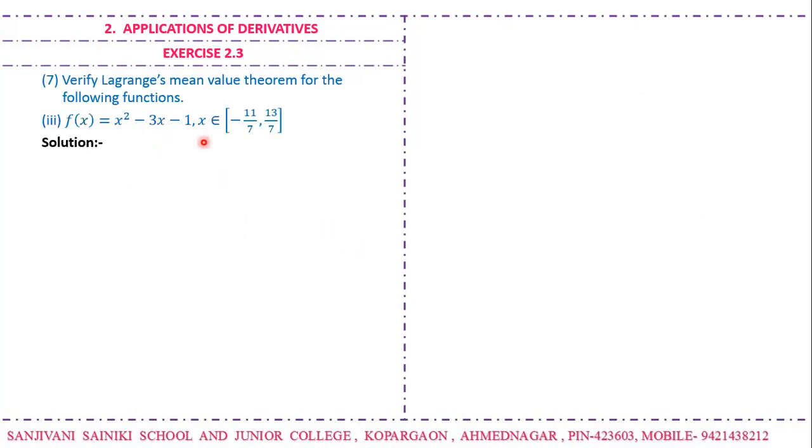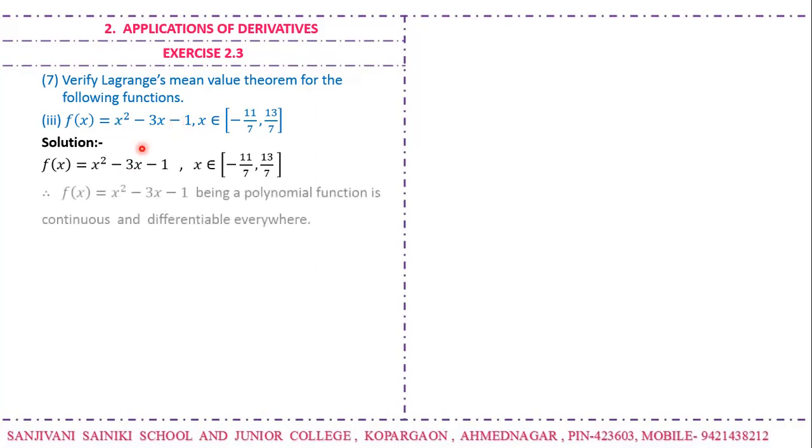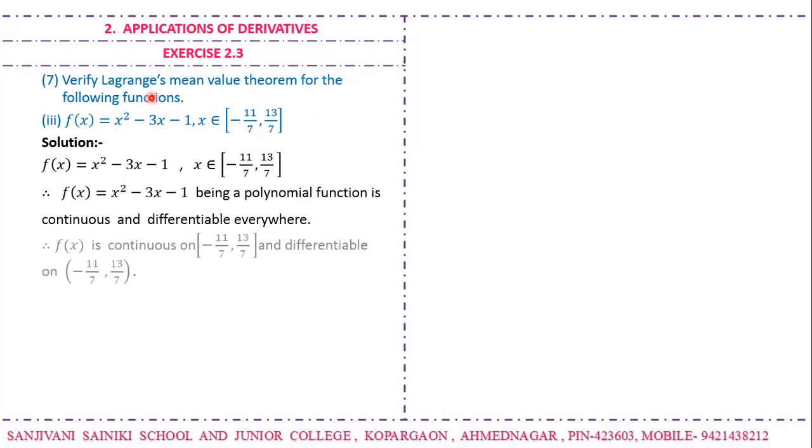Again, a very simple example. This is the polynomial function. Polynomial function is continuous everywhere. Polynomial function is differentiable everywhere. Okay, so these two conditions of the Lagrange's mean value theorem are satisfied.